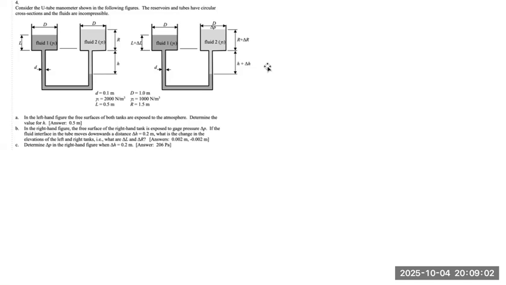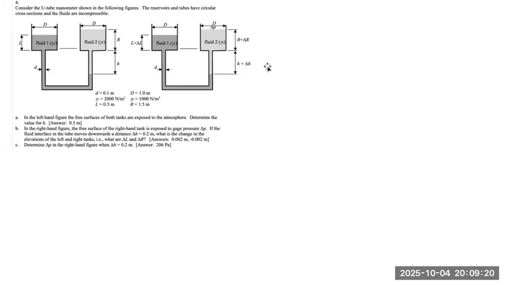C. Determine delta P in the right-hand figure when delta H is equal to 0.2 meters. So this is a multi-step problem, but let's first break it down.